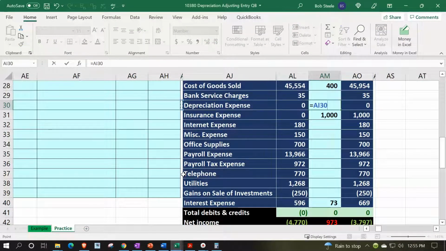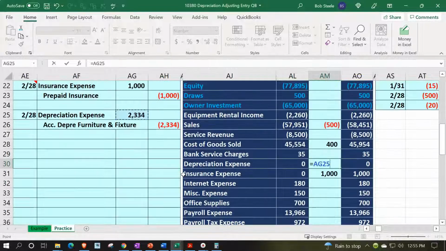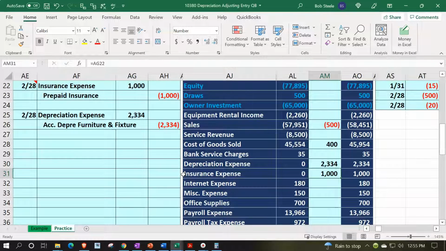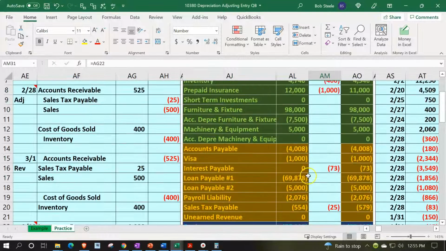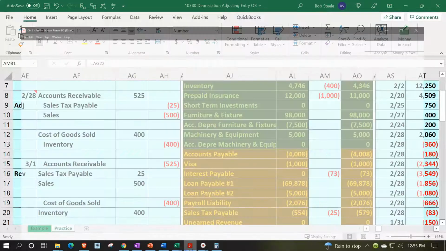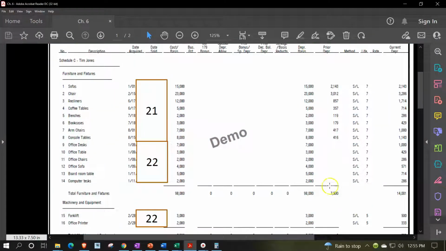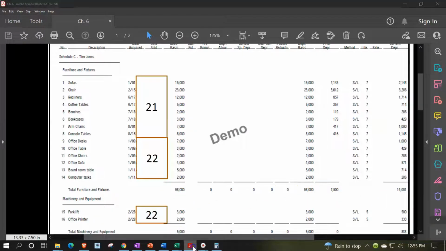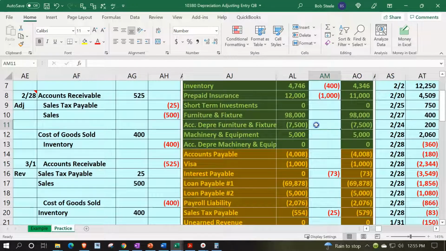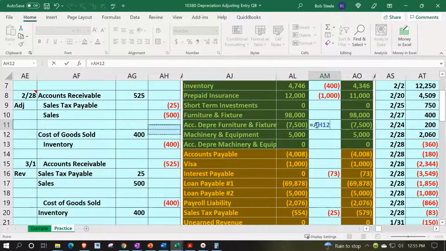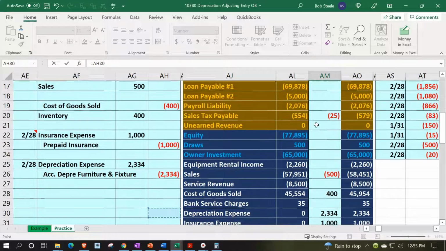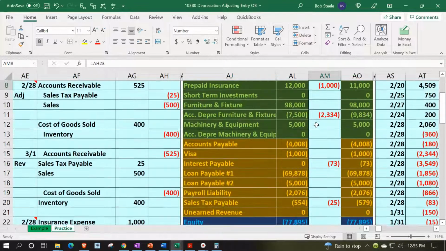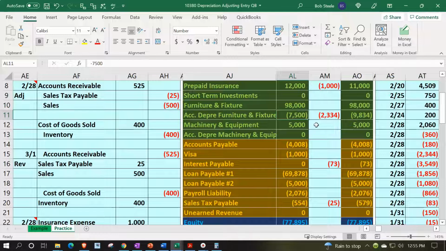So the depreciation expense will be right here. This is going to be equal to picking up the 2334. And then the other side, and notice we were at before the 7,500. That's the beginning. That's this depreciation in the prior period, 7,500 current period, and we're only picking up then the 2 months of depreciation. So then I'm going to go into the accumulated depreciation. This equals the credit of the 2334, bringing the contra account from 7,500 up to the 9834.